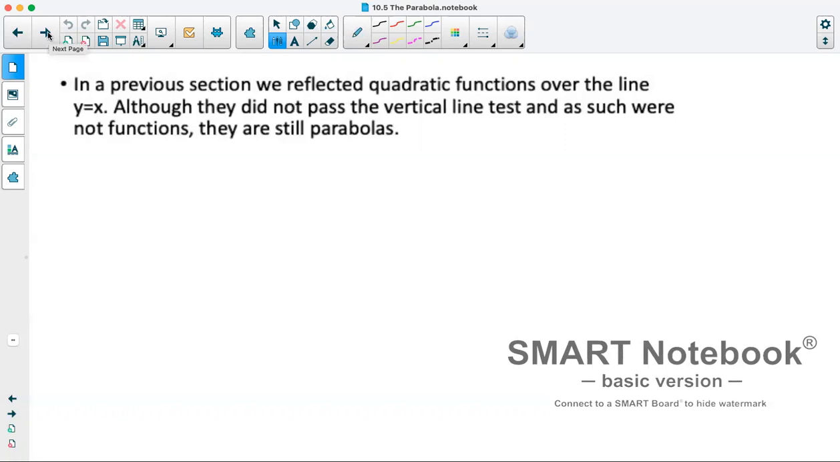Now, in I believe it was chapter 4, we reflected quadratic functions over the line y equals x, which caused them to open sideways. We did at the time talk about how they did not pass a vertical line test, and as such were not functions. However, they are still parabolas.